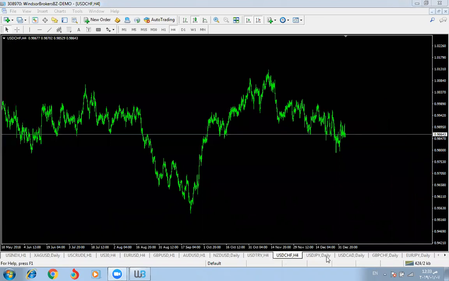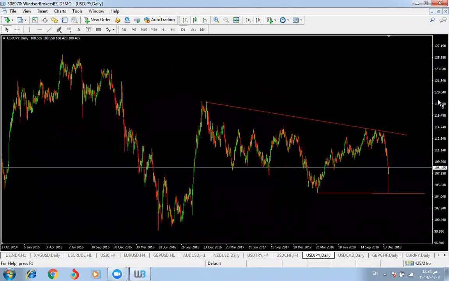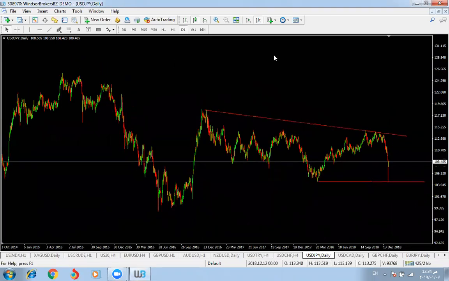Let's move to the dollar yen. Dollar yen is making a very nice triangle right there. I will show you the bigger picture. This is the daily time frame. As you see, this is a very clear impulse to the downside. Then we are seeing a very nice triangle right there.